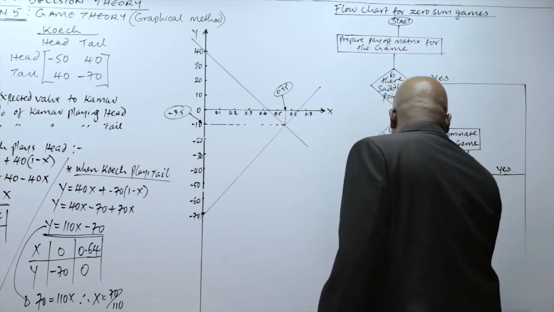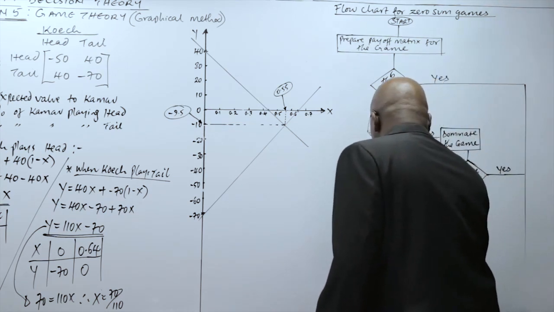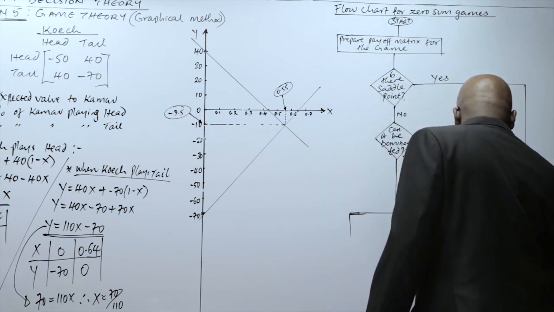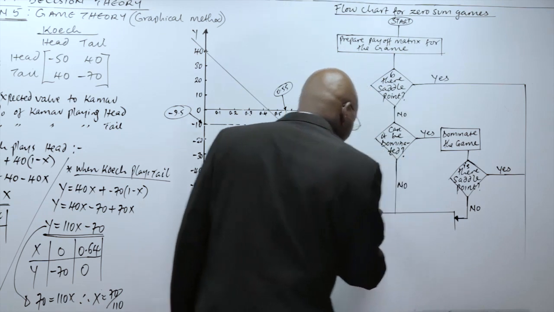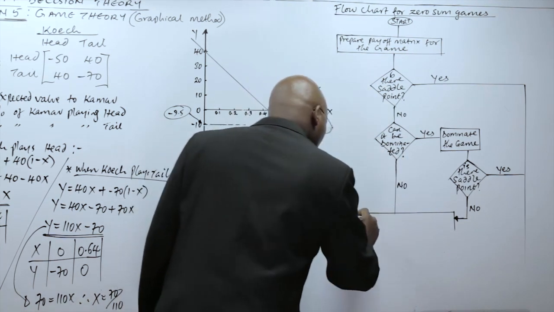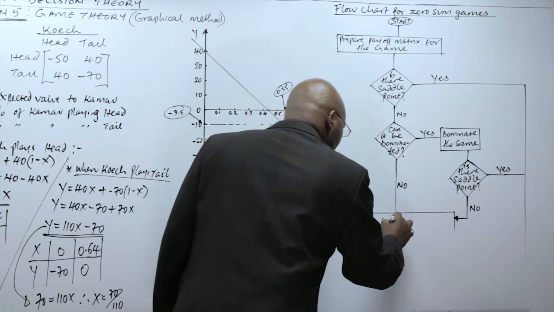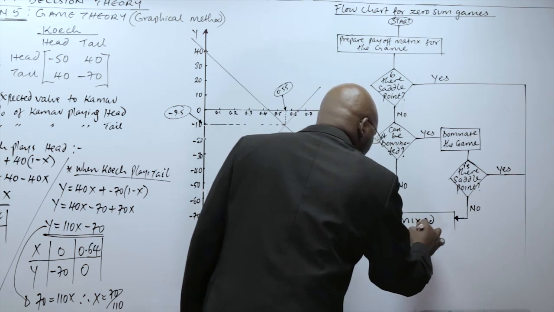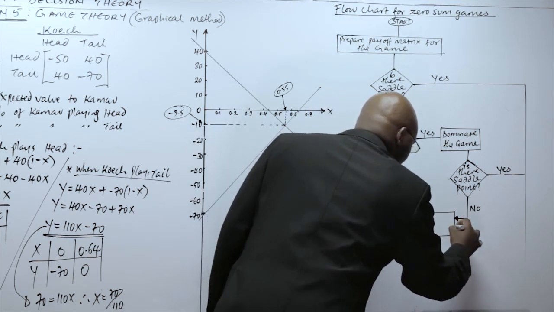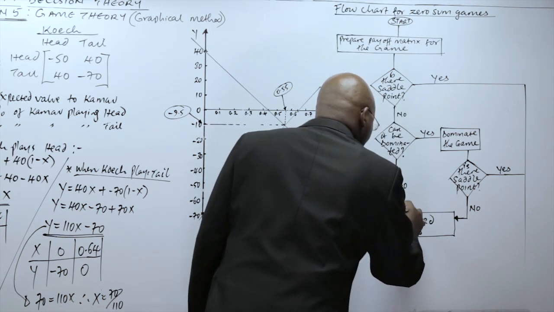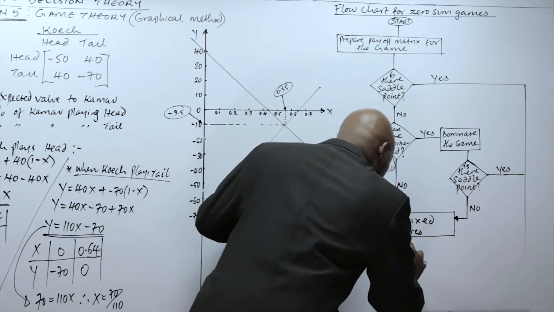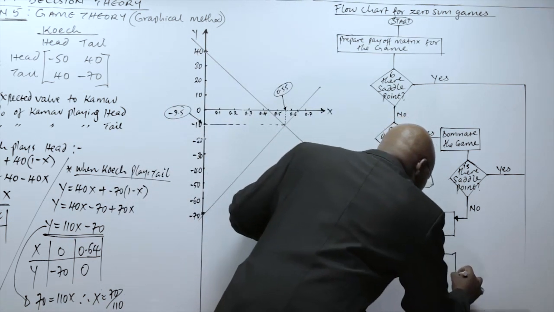So here we have an action or an activity, which we say here that if no, we have an action. We say solve for mixed strategies. Something else again: after you have solved for mixed strategy, then you just go to the value of the game. So you determine, also an activity, the value of the game.